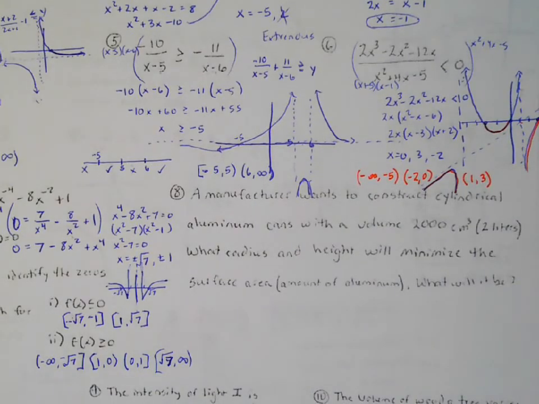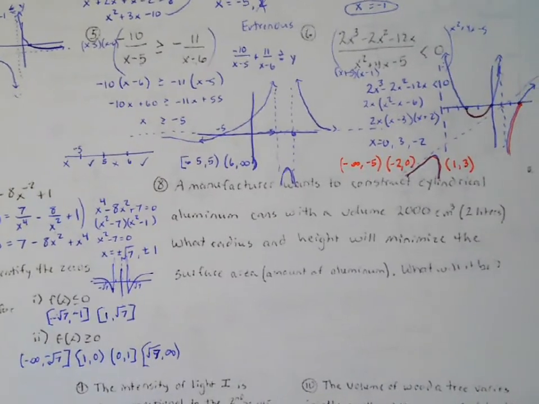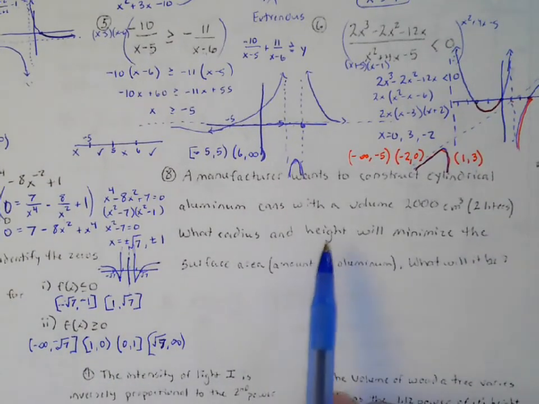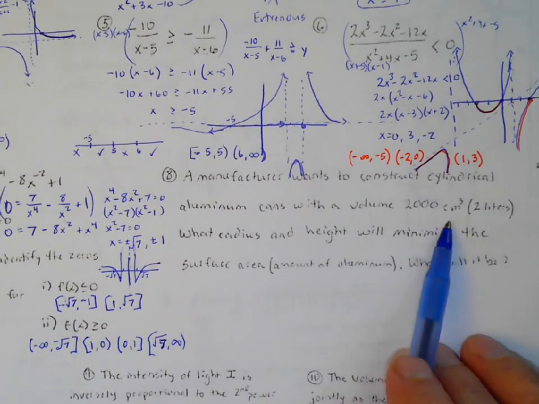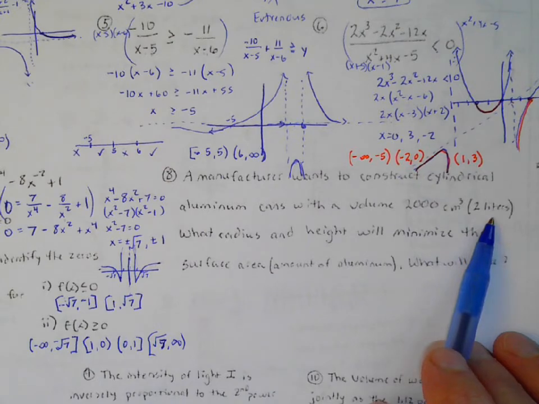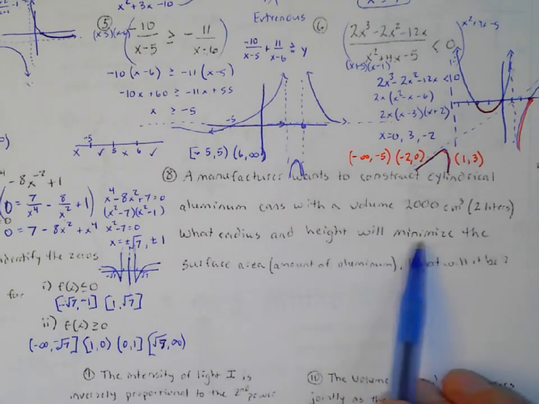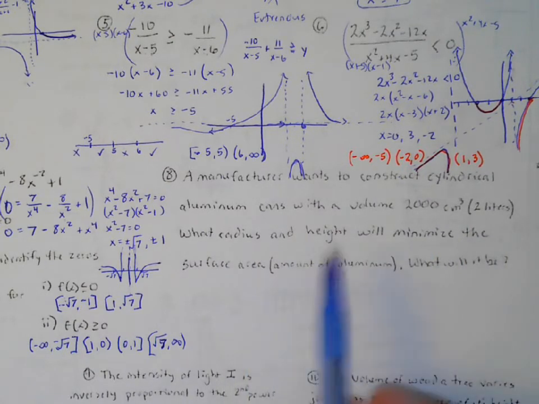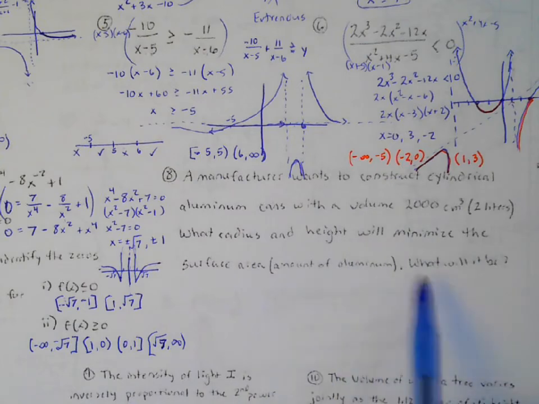Okay, it's number 8. A manufacturer wants to construct a cylinder aluminum can with a volume of 2,000 centimeters cubed, which is like a 2 liter. What radius and height will minimize the surface area, the amount of aluminum being used?